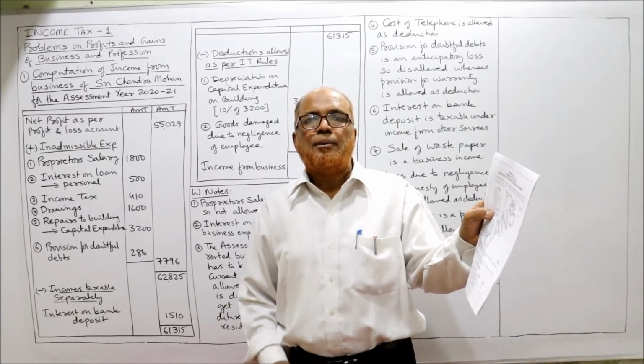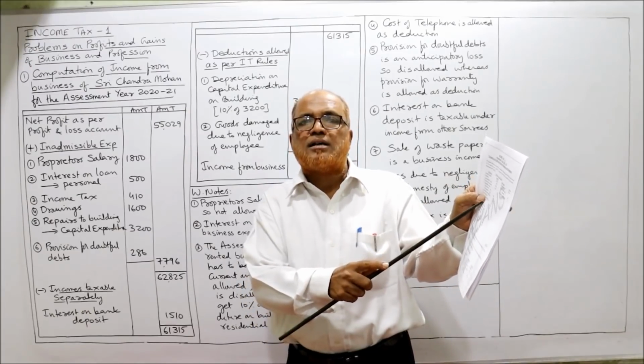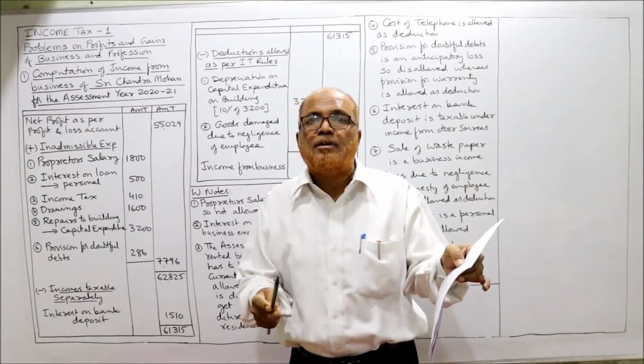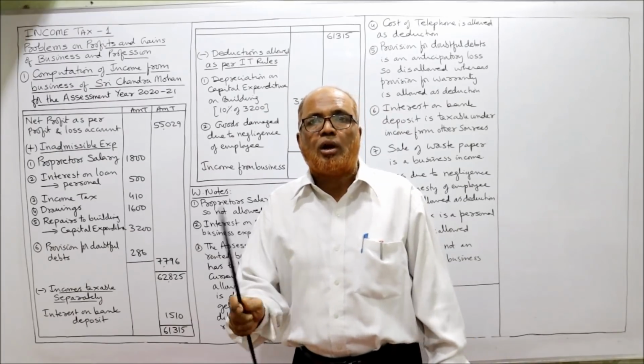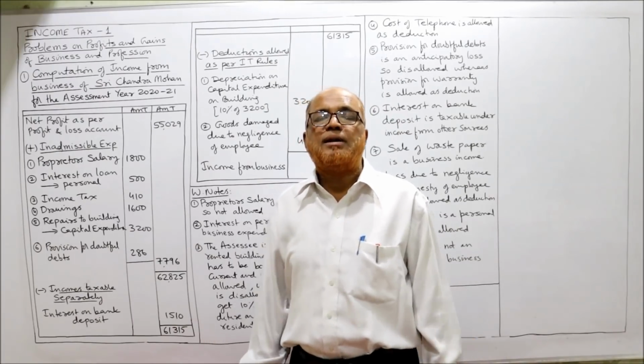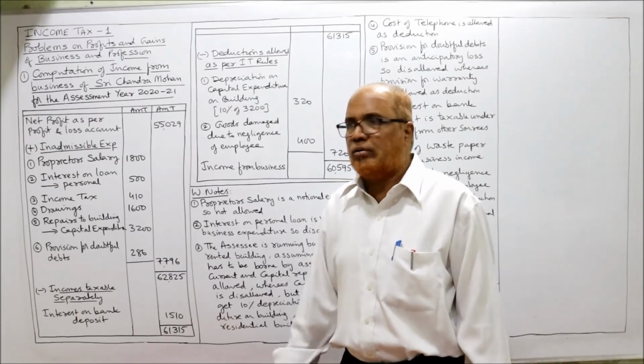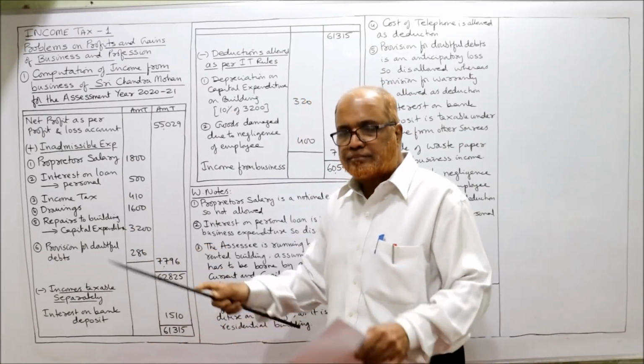Income tax. Profit and loss account debit side, income tax. It's a personal tax. It should be paid by the owner from his own pocket. It should not be paid by the business. So income tax is a personal tax. Disallow. Add back income tax.